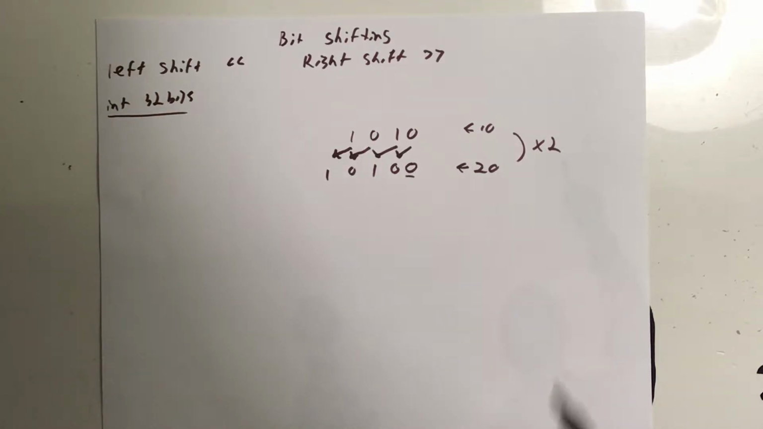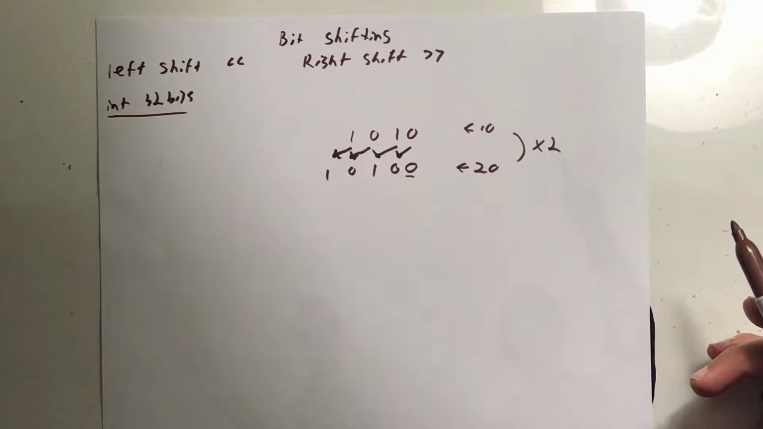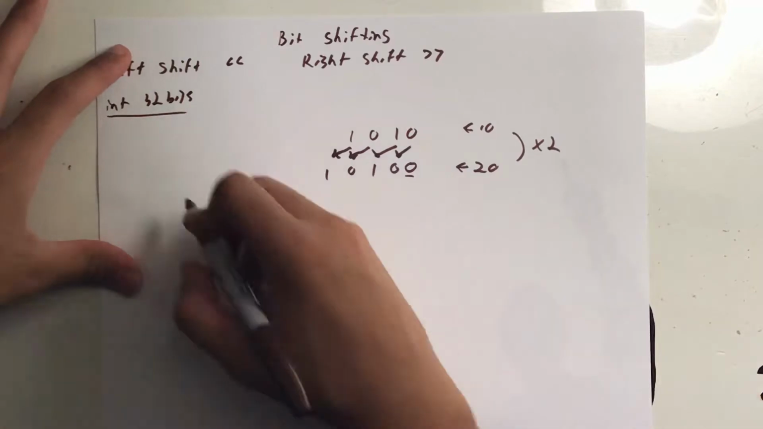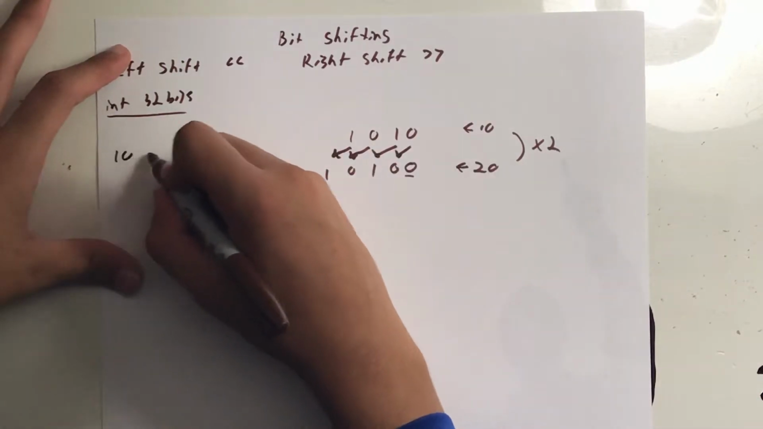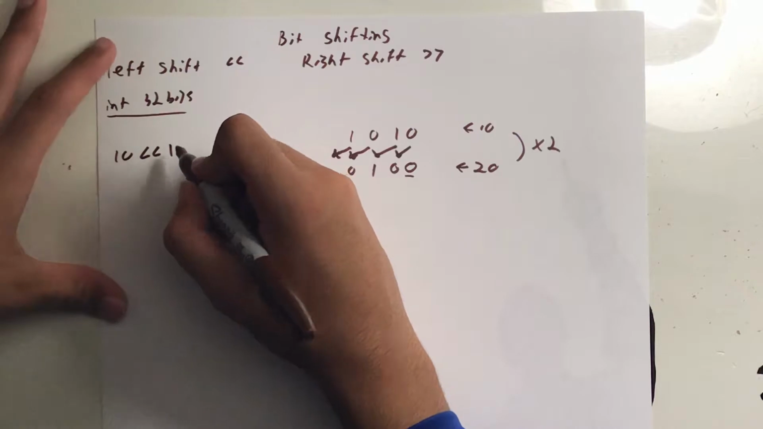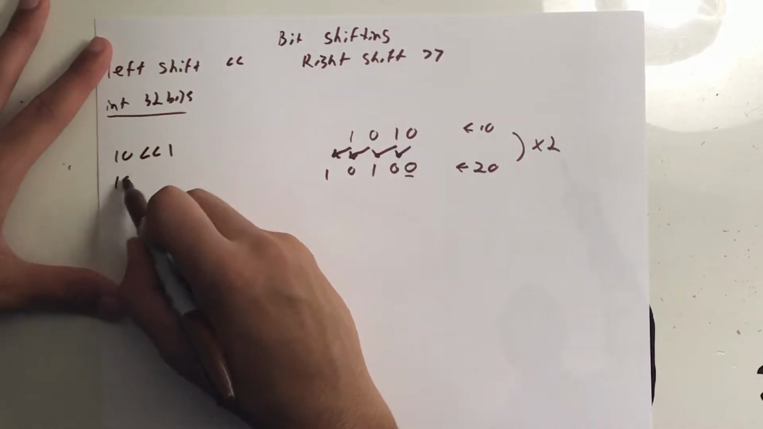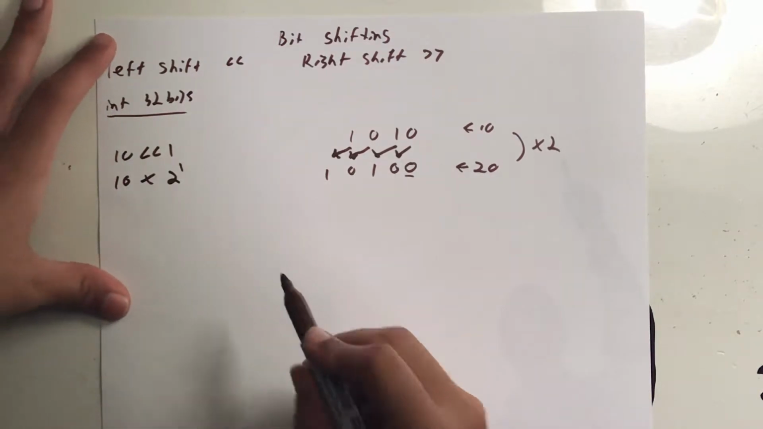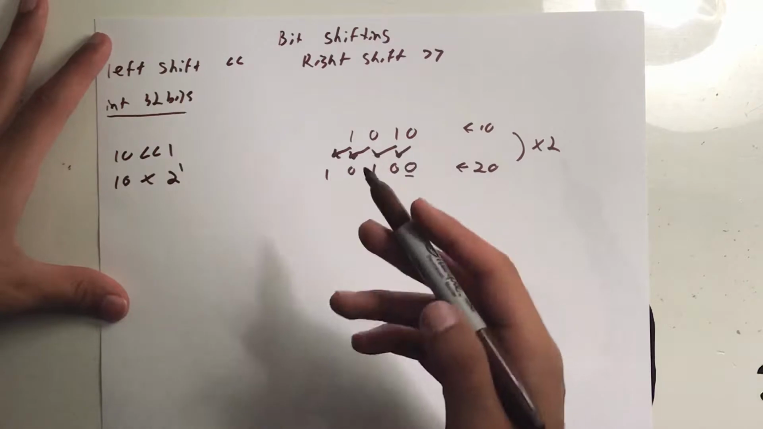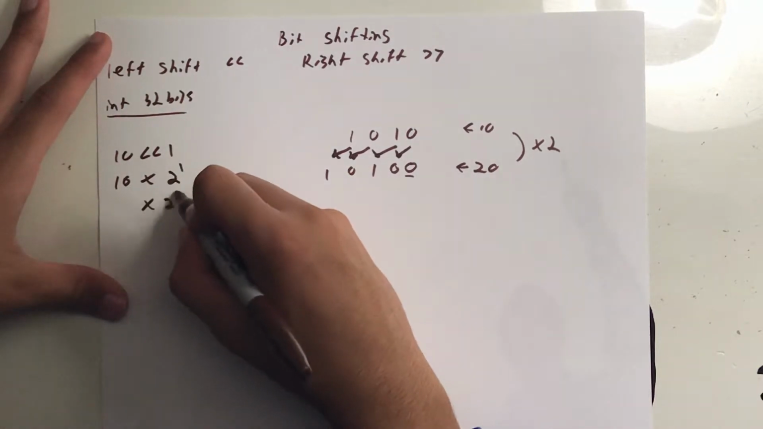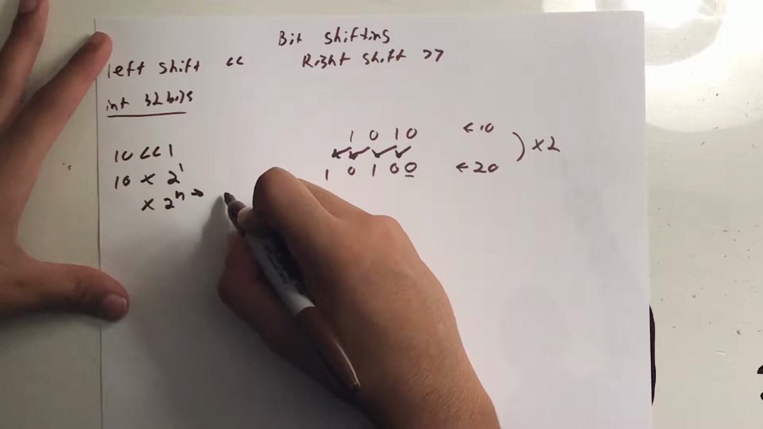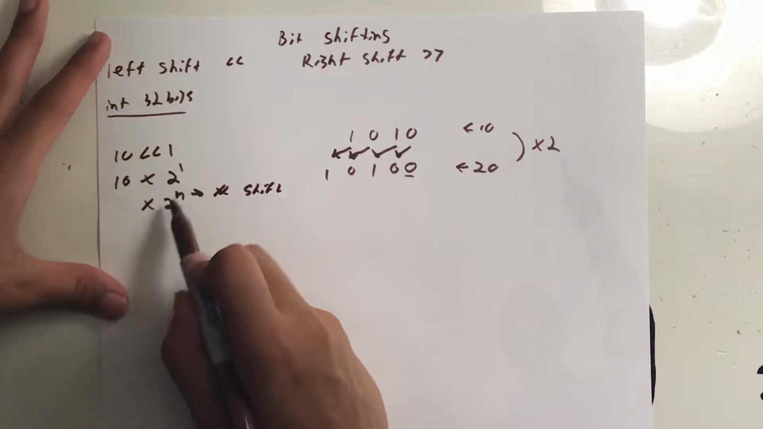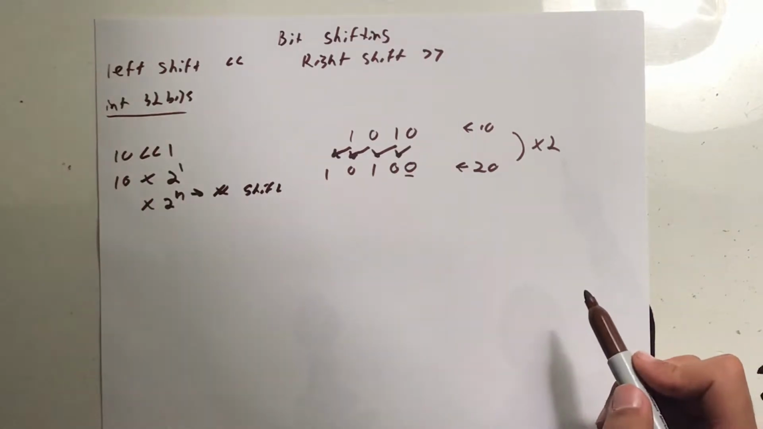So in this case, in the computer science question, you'd have seen this as, I don't know, 10 left shift 1. This is another fancy way of saying do 10 times 2 to the first power. When you're left shifting, you're going to multiply by 2 to the nth power, where n is the number of times you're going to shift. So if this was a 3, it would be 2 cubed, which would be 8, right?